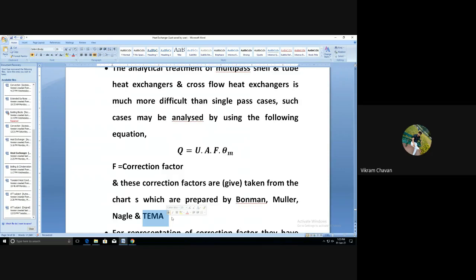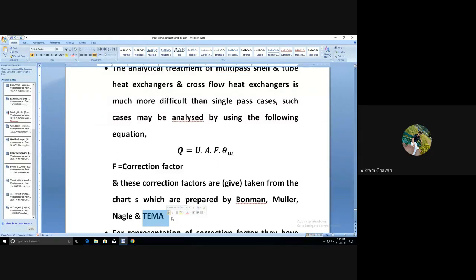TEMA provides all the standards related to heat exchangers. So one can say that this is a globalized standardization, like the ISO standard, or in machine design there are some standards. In a similar fashion, this is one kind of standard which is used globally. TEMA, that is, Tubular Exchanger Manufacturers Association.